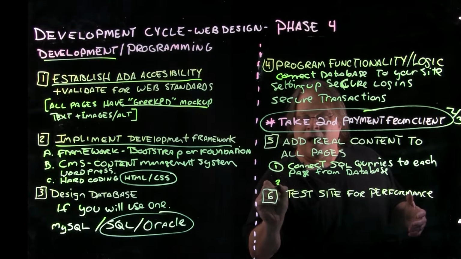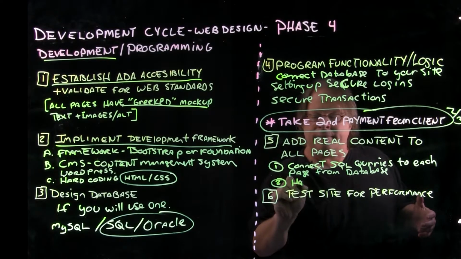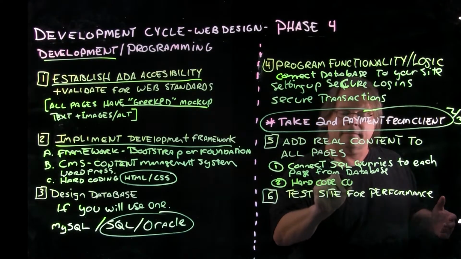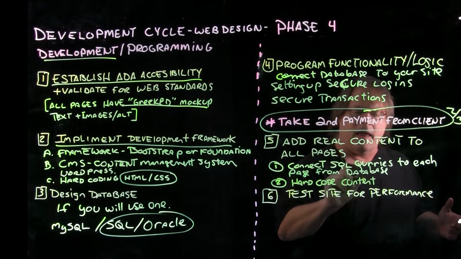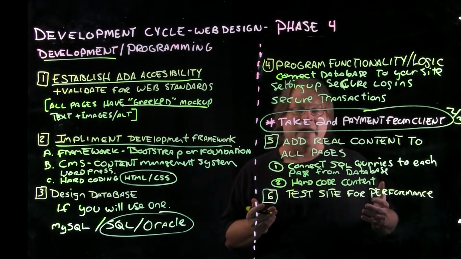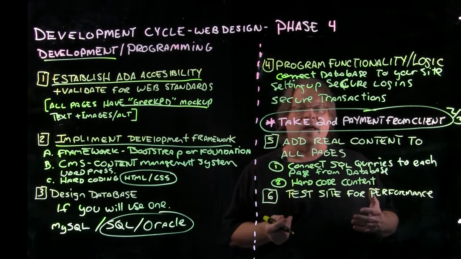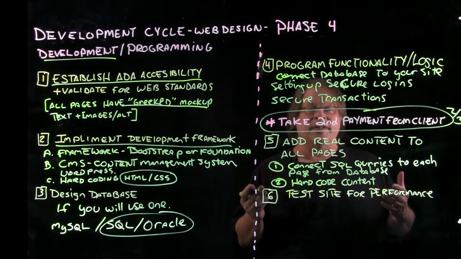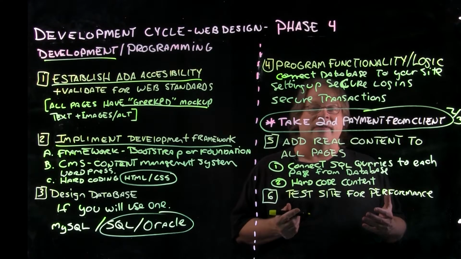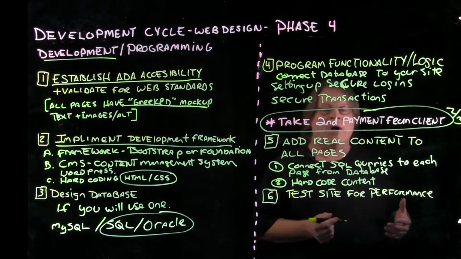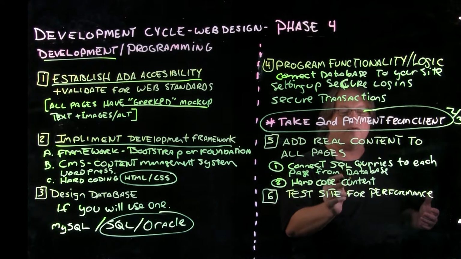The second way to add real content is to hard code it. That's basically just in the HTML and CSS on each web page, you're going to type in the text and or you're going to use image tags and multimedia tags to add those assets to each page on a manual basis. After you've added all your real content, you want to test the site for performance.